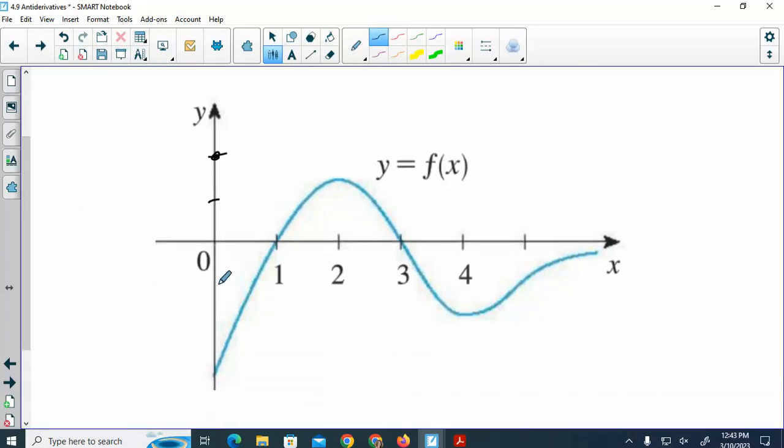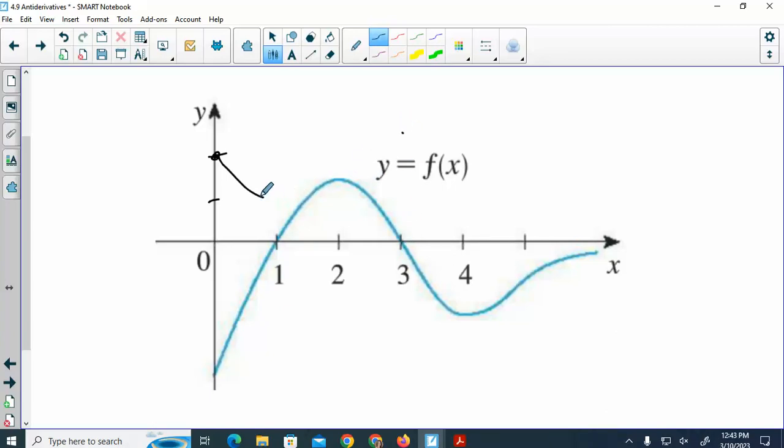So now we have to think. What I'm looking at is essentially the derivative. Okay? If the derivative is negative, what does that tell you about the original function? It was decreasing. And then if the derivative is positive, the original was increasing.